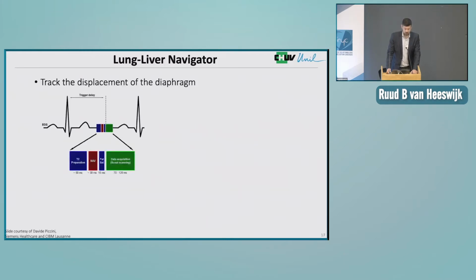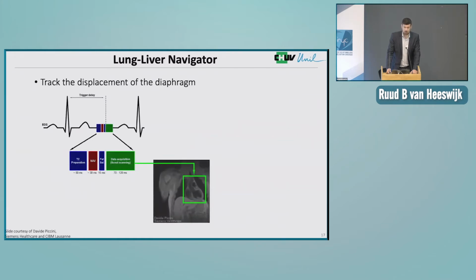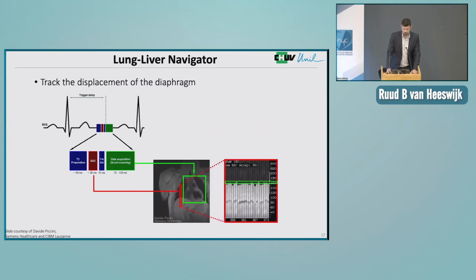So the first solution for that was the lung-liver navigator. So you track the displacement of the diaphragm. So if you're acquiring the image of the heart over here in this image, then you place, for example, here an extra navigator on the side. This is a 1D acquisition, as you can see on the right here. It goes very fast at the moment. Normally it's not this fast.